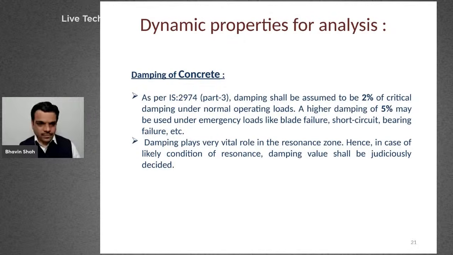And why is it 2%? Because the damping plays a very vital role when we are in the resonance zone, or near the resonance zone. Hence, in case of a likely condition of resonance, the damping value shall be judiciously decided. And that's why probably IS 2974 is restricting the damping value to only 2% for dynamic analysis.